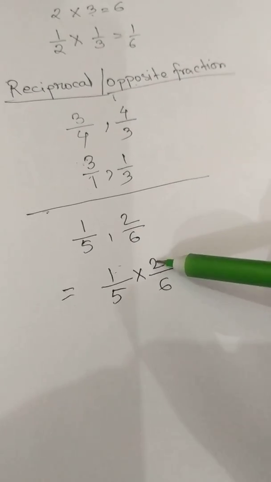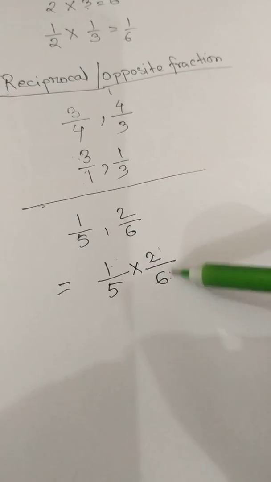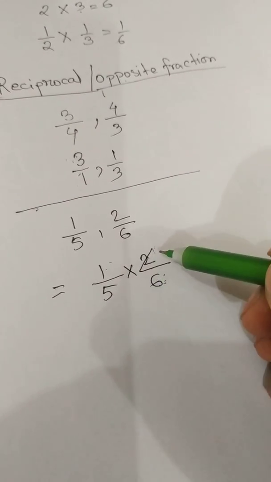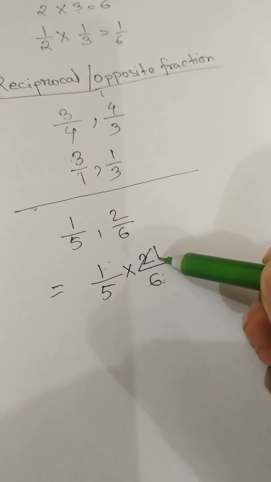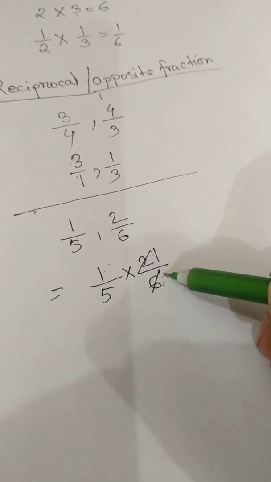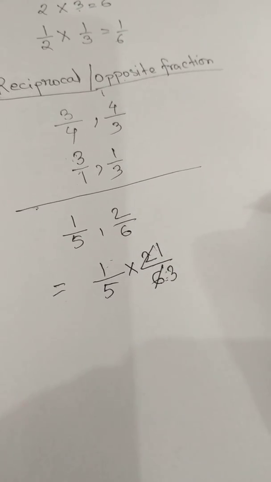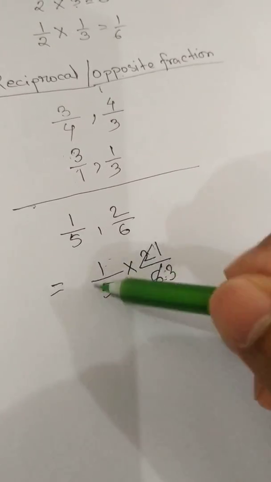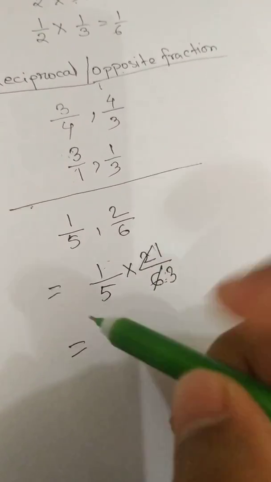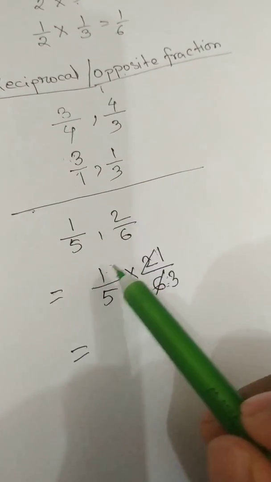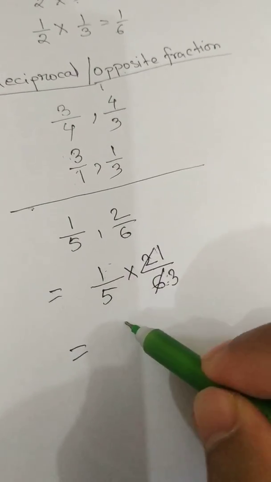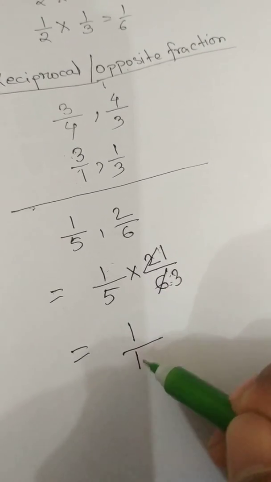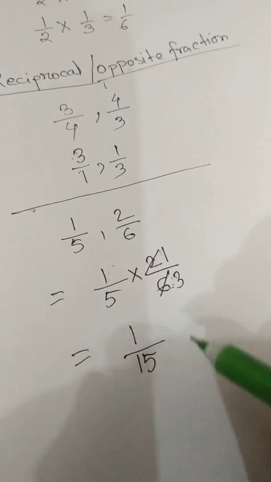For example, 2 and 6, both numbers are divisible by 2. So first of all, what we need to do is reduce the fraction. So 2 ones are 2, 2 threes are 6. Next, once you see that you cannot reduce the fraction anymore, then what you need to do? Multiply the numerators. So 1 into 1 is 1, 5 into 3 is 15. So the answer is 1 by 15.